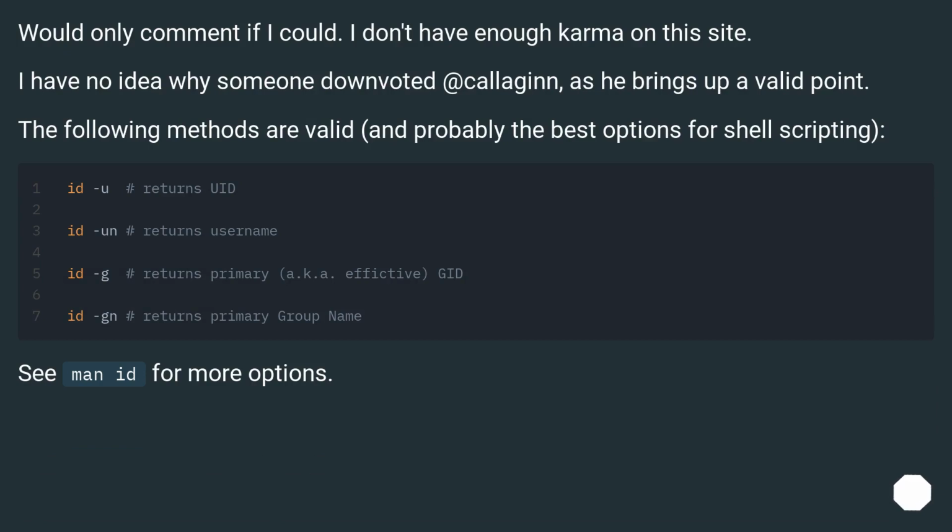Would only comment if I could. I don't have enough karma on this site. I have no idea why someone downvoted Callahan, as he brings up a valid point. The following methods are valid, and probably the best options for shell scripting. See man id for more options.